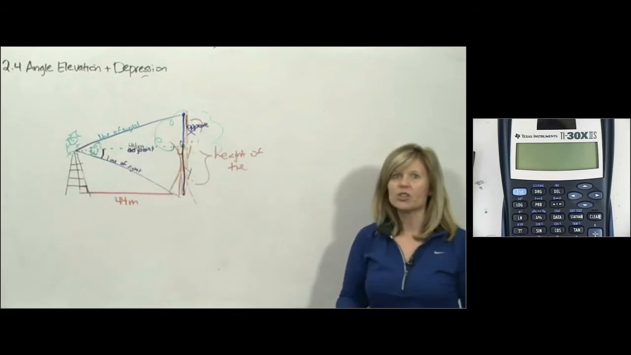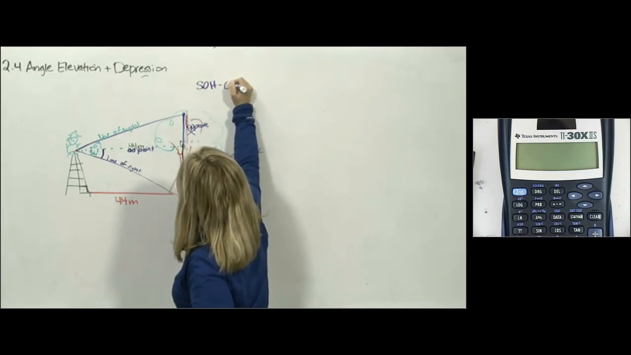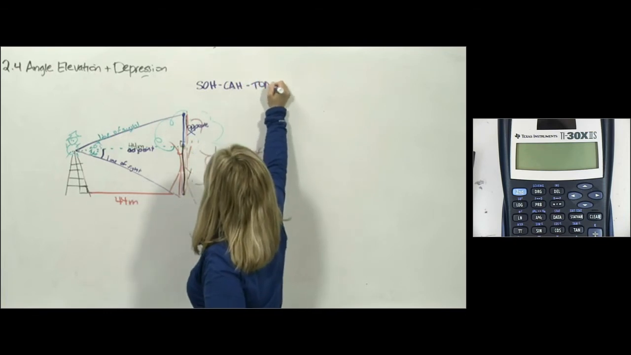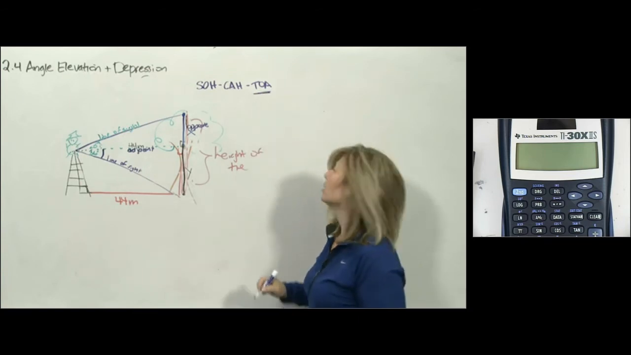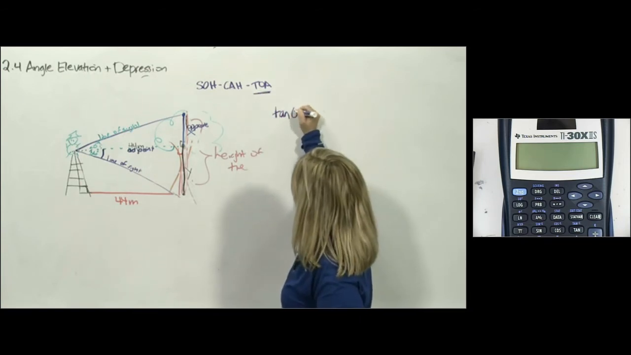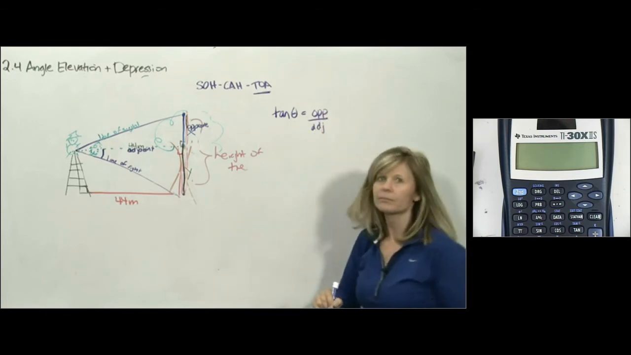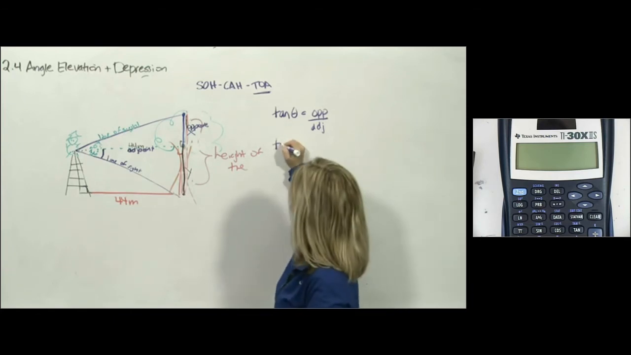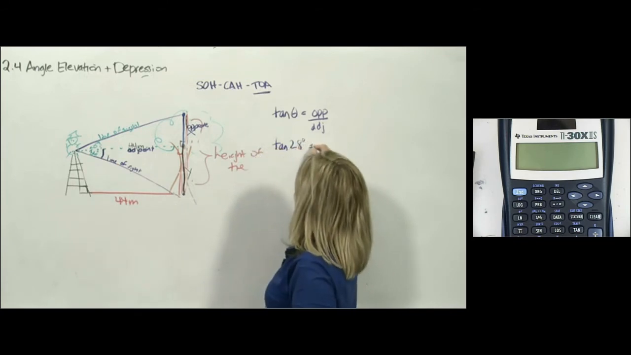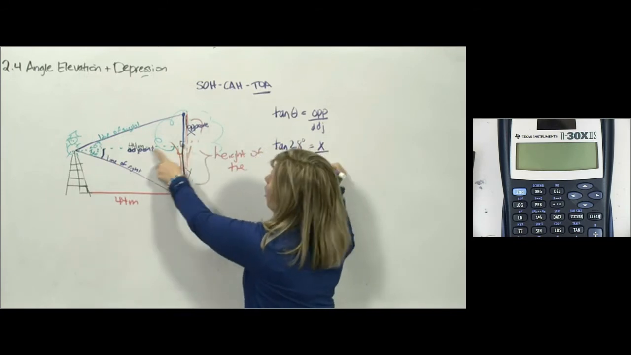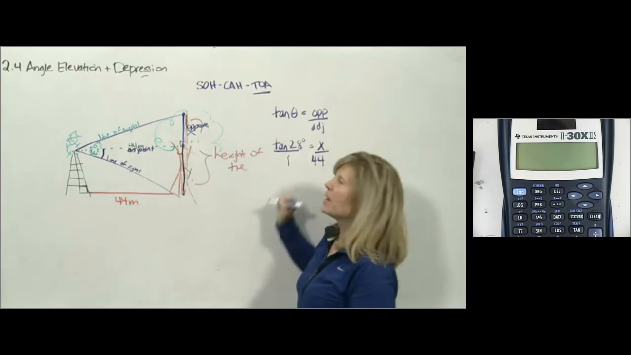So what trig function uses opposite and adjacent? Well, let's write down our code. SOHCAHTOA. I need O and A. There it is, tangent. So we're going to write tangent theta is opposite over adjacent. We're going to substitute in. Theta is our acute angle, it was 28 degrees. Our opposite side is x. Our adjacent side is 44. We're going to put this over 1. That just makes me feel better.